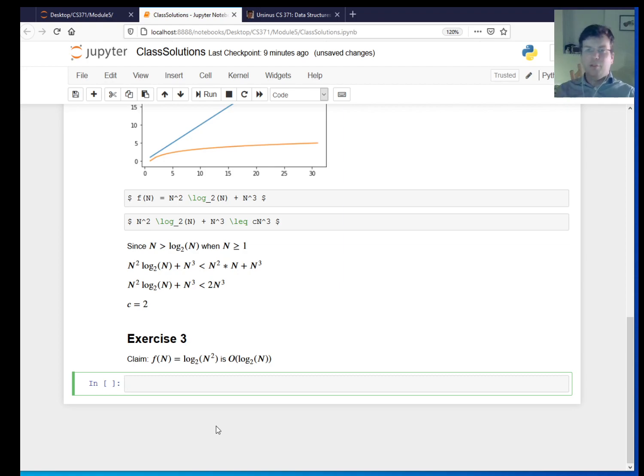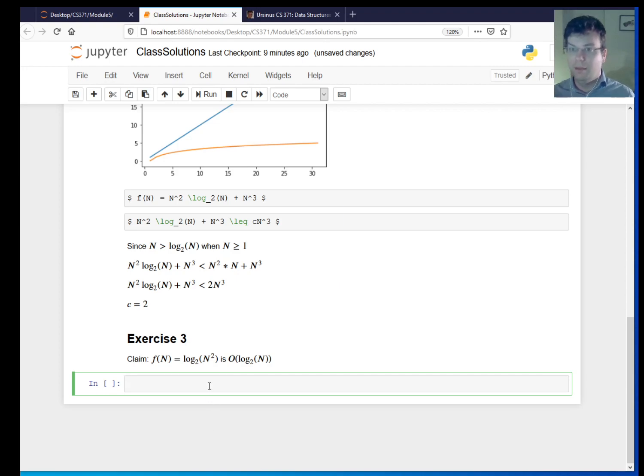I mean, that seems a little weird, right? We certainly couldn't do that with polynomials. I couldn't say that n squared is O of n. So how could I say that log of n squared is O of log n? Okay, but logs are a little different from polynomials.